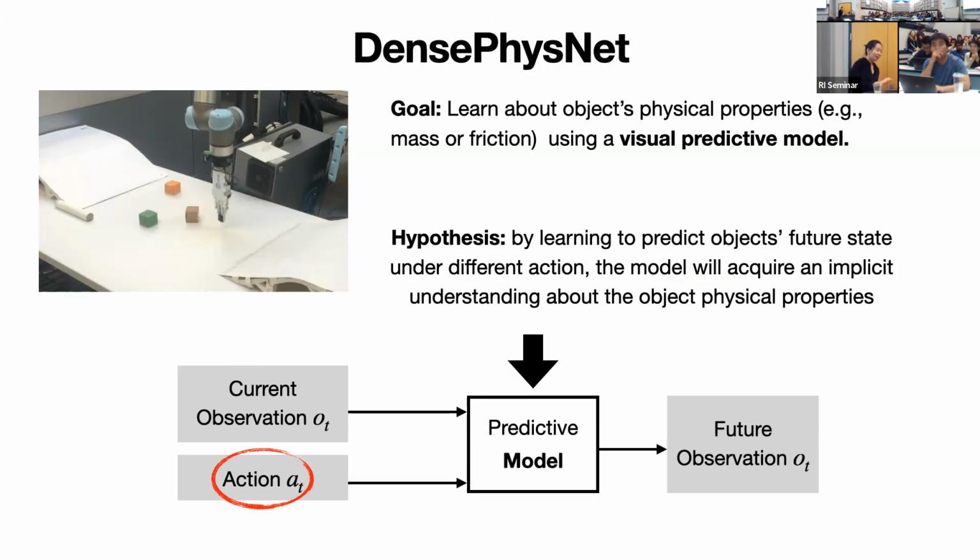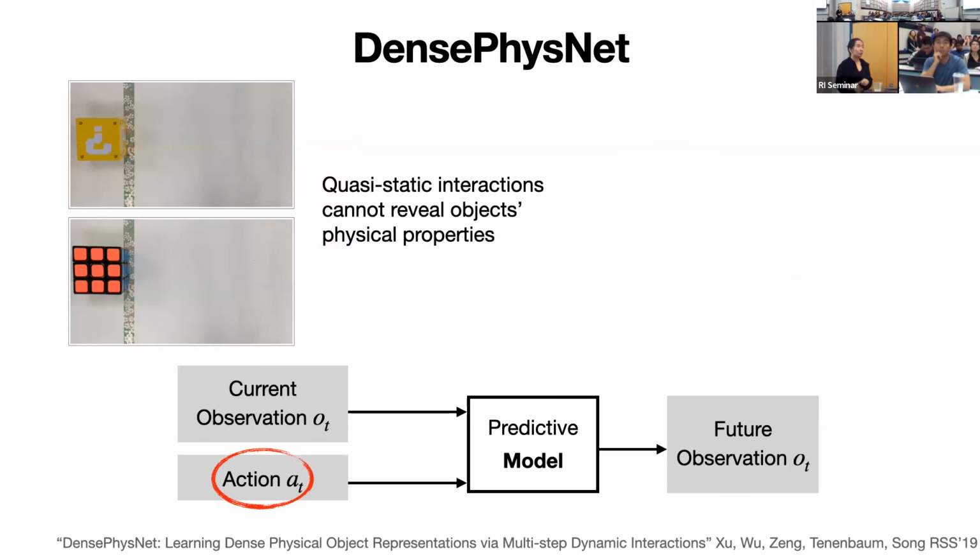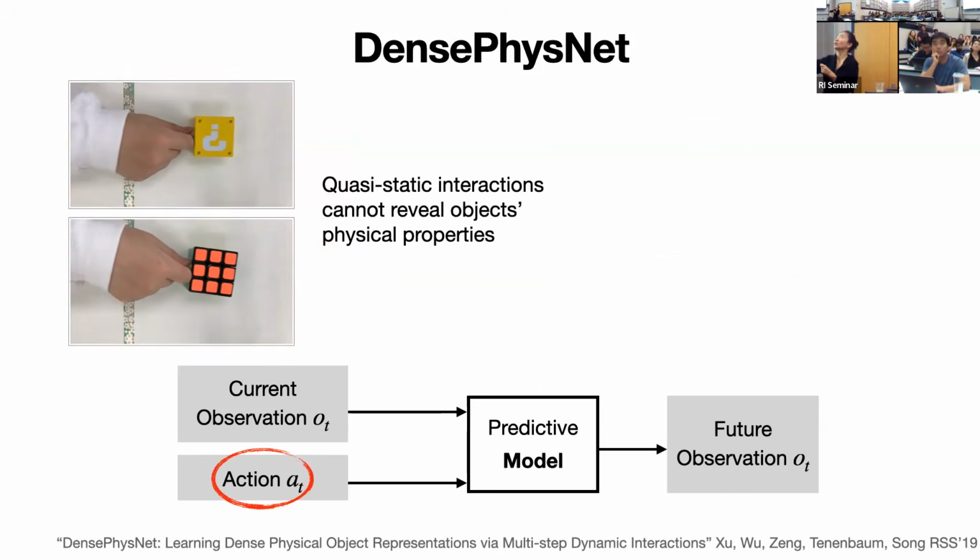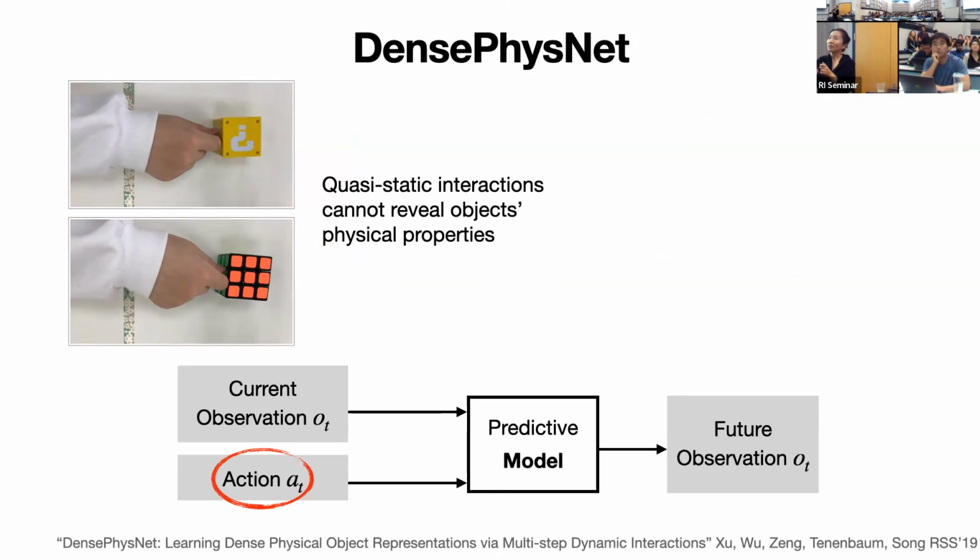So for example, if your robot only uses quasi-static interactions, like slowly pushing two blocks, then whether these two blocks have different physical properties, their motion in the camera is actually very similar. They always stop when your action stops. So if your robot only uses quasi-static actions to collect data, it does not even have a chance to learn about the physical properties of the object.